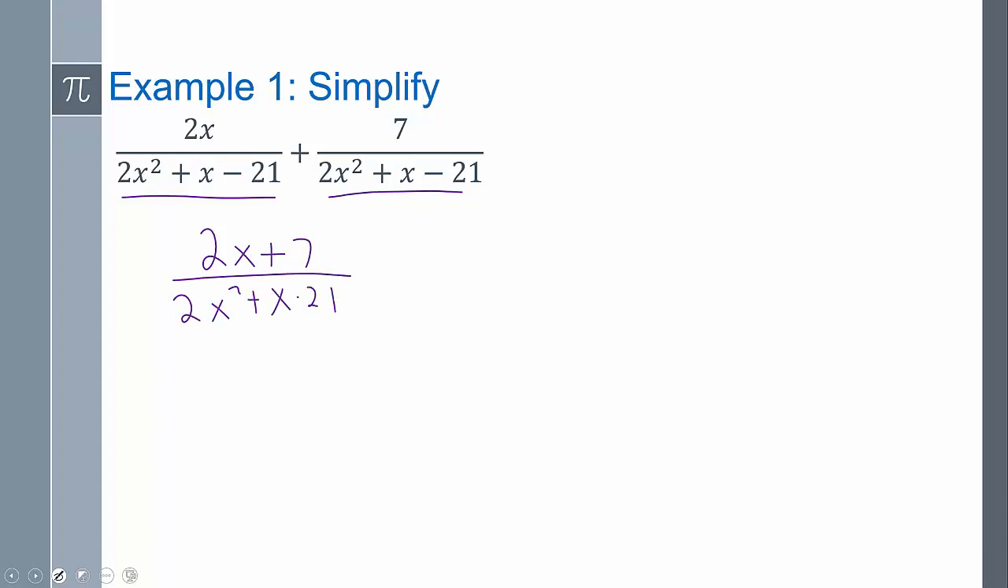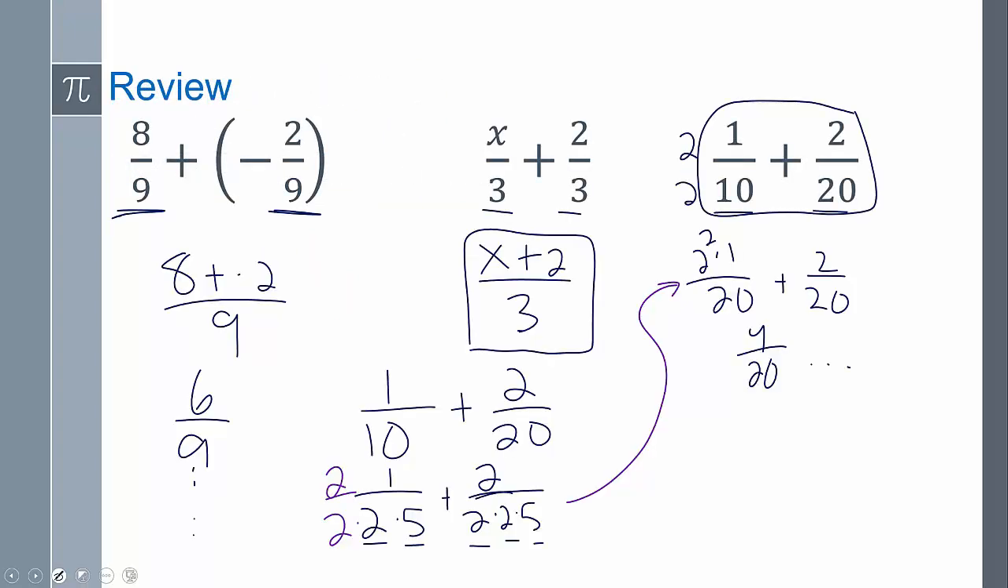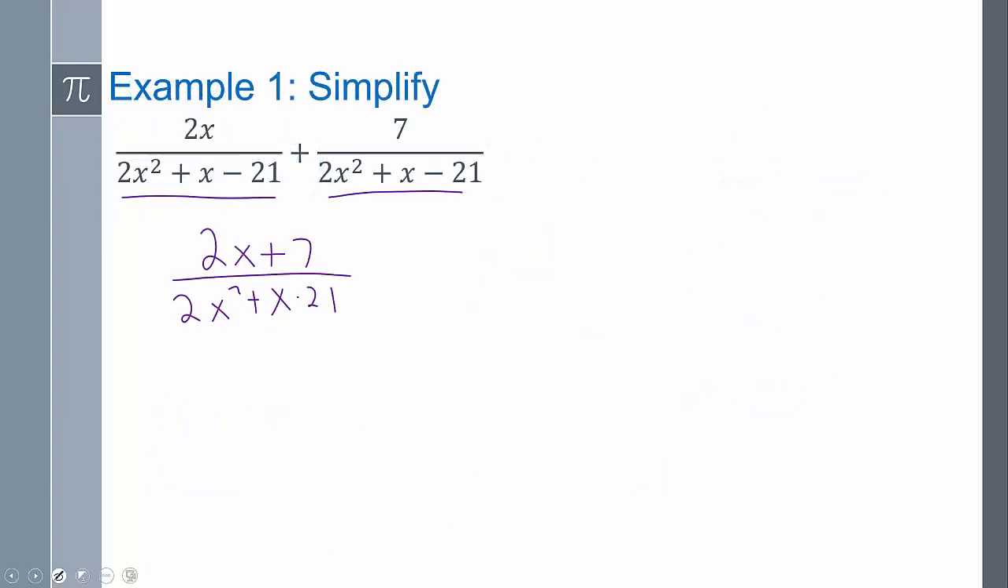Now, just because we just added these together doesn't mean that we can't simplify it. So if we go back to this previous example here, I added things together and I was able to simplify it. So I might have to be able to simplify this. So examining this, well, that's a plus in between the 2x and 7, so they're not factors, and there's nothing the same top and bottom, so I have to try and factor this.